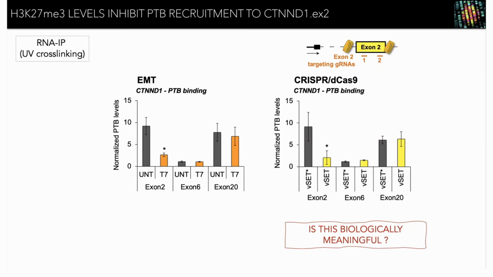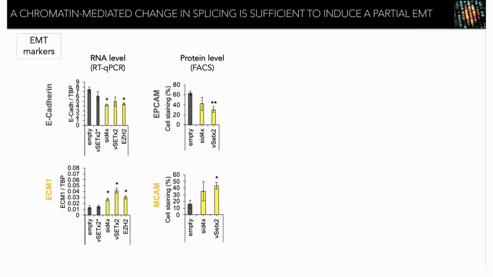And finally, the most important question in all this is, fair enough, these histone modifications impact splicing, but are they impacting splicing in a biologically meaningful way? Are we impacting EMT in all this? And so the first approach was just targeting our dCas9. We're only showing in here the dCas9 that, when targeted in epithelial cells, increases inclusion of the mesenchymal isoform of CTDND1.